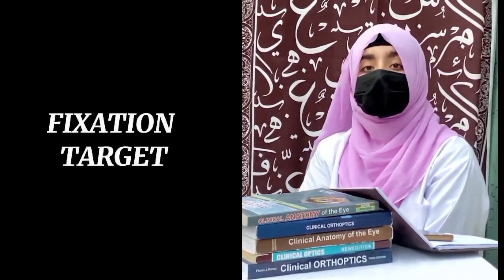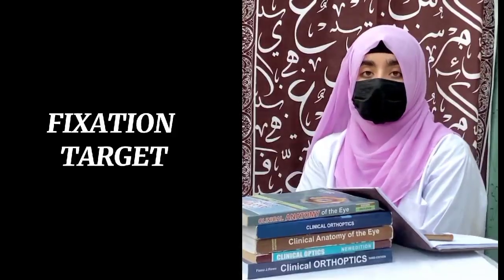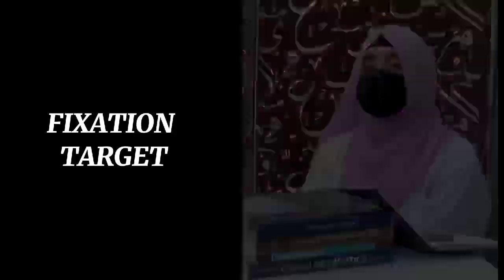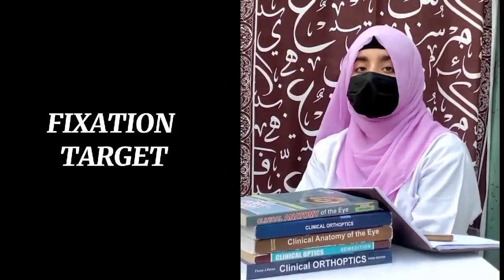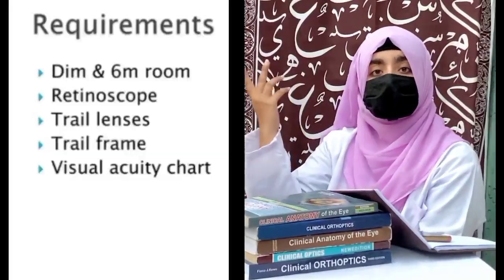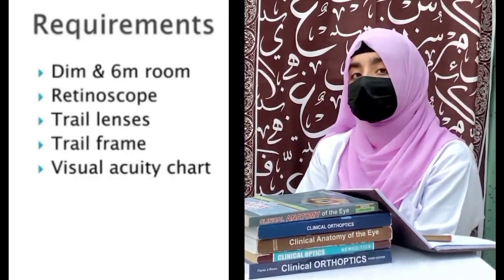What is the fixation target during retinoscopy? The target given to the patient should be 20/200 or 6/60 on the Snellen chart. It is given to the patient to relax accommodation during retinoscopy. What are the requirements during retinoscopy? These are a dim and 6-meter room, retinoscope, trial lenses, trial frame, and visual acuity chart.